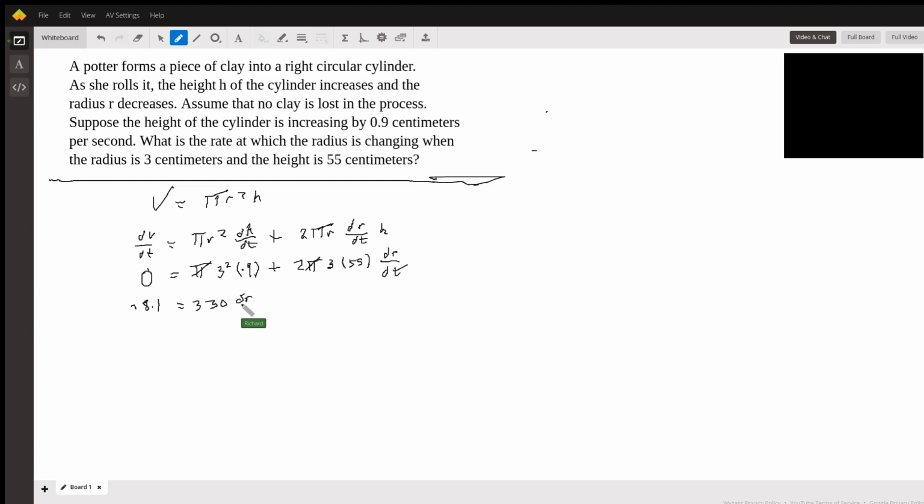dr/dt. And we'll divide both sides by 330. And I'm going to get 0.0245. And the units here are centimeters per second.